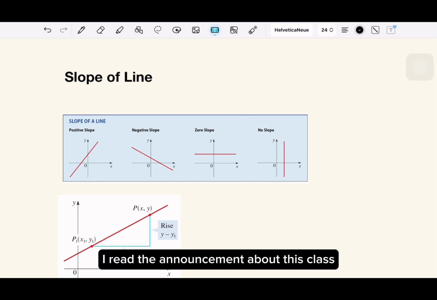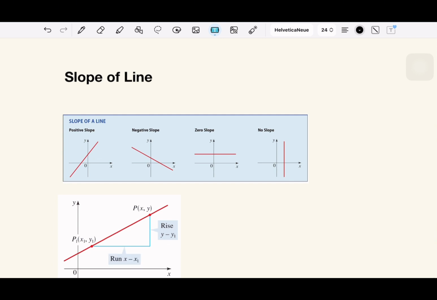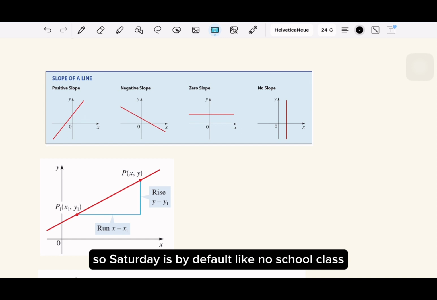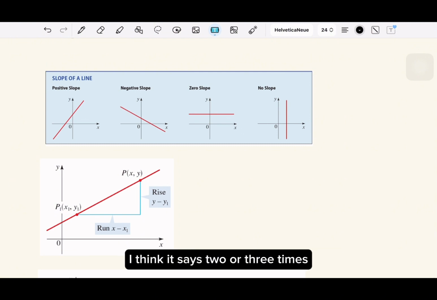Did you read the announcement the other day about this class? Yeah, it's Saturday. So Saturday is by default no class. But I think because our class has many, I think it's 2 or 3 times, 2 times holiday, right? So I think we need at least one additional class.